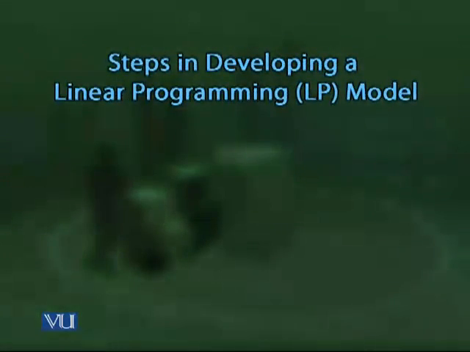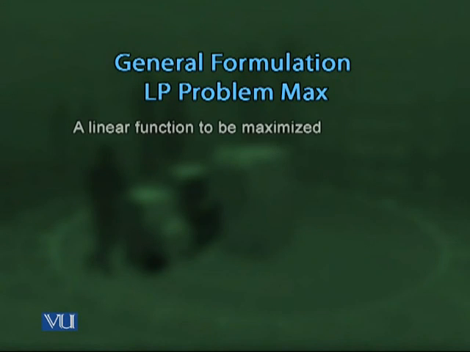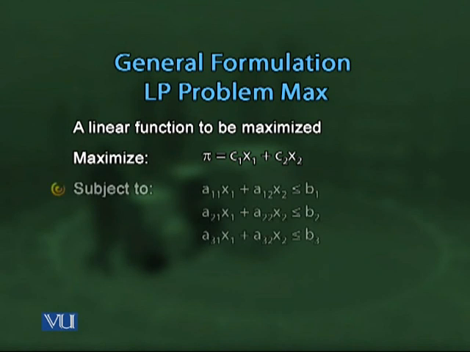Steps in developing a linear programming model are: number 1, the formulation of the problem; number 2, solution of the problem; and number 3, interpretation and sensitivity analysis. As far as the general formulation of the problem is concerned, first we will consider a maximization problem. We have a linear function to be maximized, that is the objective function: maximize profit equal to C1 x1 plus C2 x2, subject to the inequality constraints.